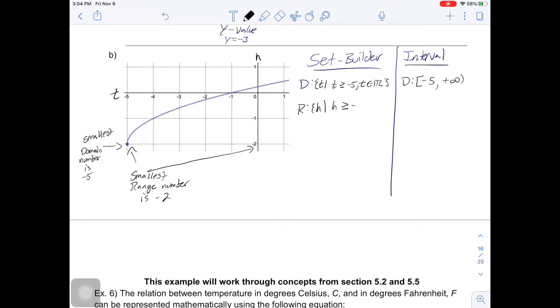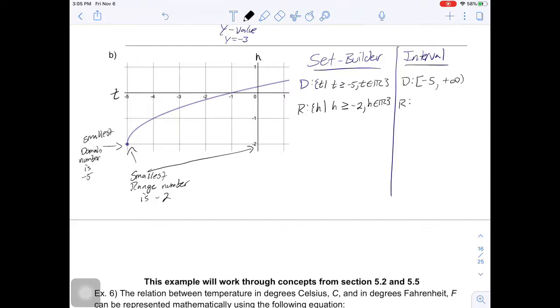So h can be greater than or equal to negative 2, right? So we can include negative 2, and h is greater than because we keep increasing on the vertical axis. And since it's continuous data, we're going to include every real number. So h is an element of every real number.